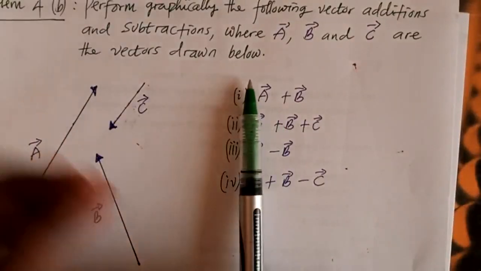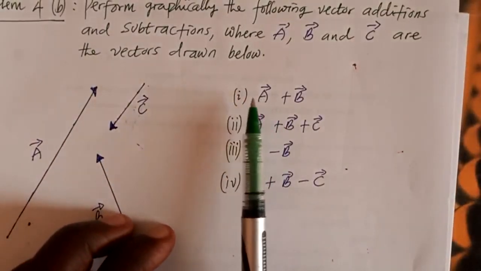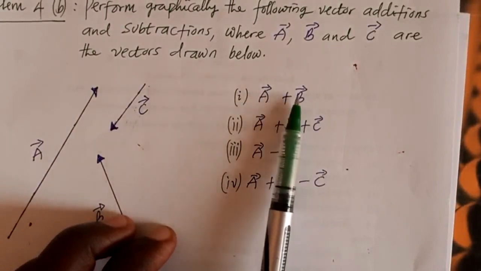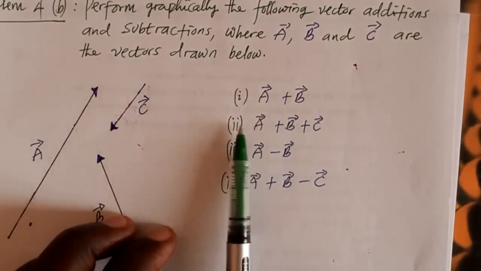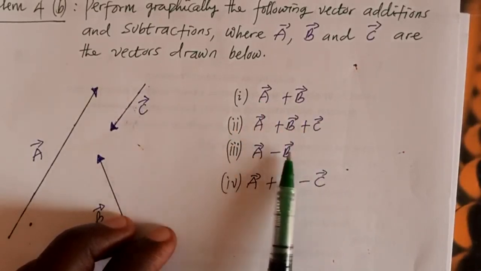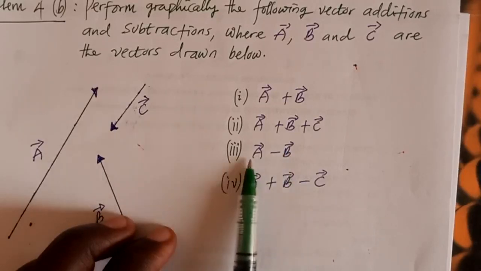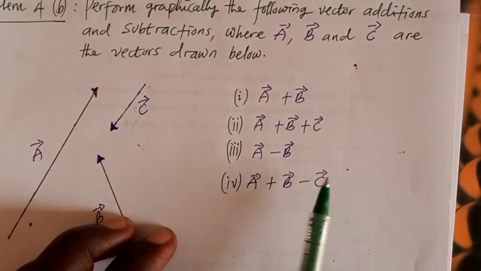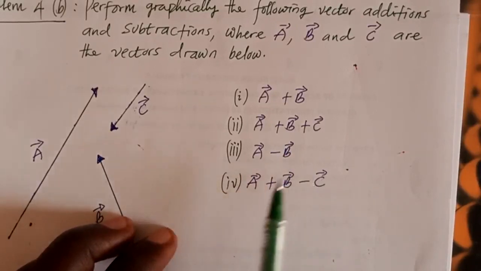The first problem says we should get the vector addition for vector A and vector B, B added to A. And then the second one says we should add all the three vectors. The third one said we should subtract vector B from vector A. And then the fourth one says we should subtract vector C from the vector sum of A and B.